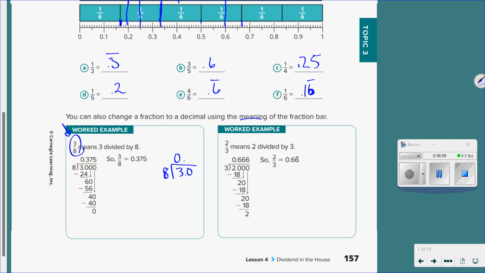How many times will 8 go into 30? 3 times. Subtract 24. Gives me a 6. I'm still not at 0, so I add another 0. How many times will 8 go into 60? 7 times. 56 gives me a 4. I'm still not at 0, so I bring another one in. 8 goes into 40. 5 times. Once I get to 0 or a repeating pattern, that's how I know that I am done. So the decimal equivalent of 3/8 is 375 thousandths.